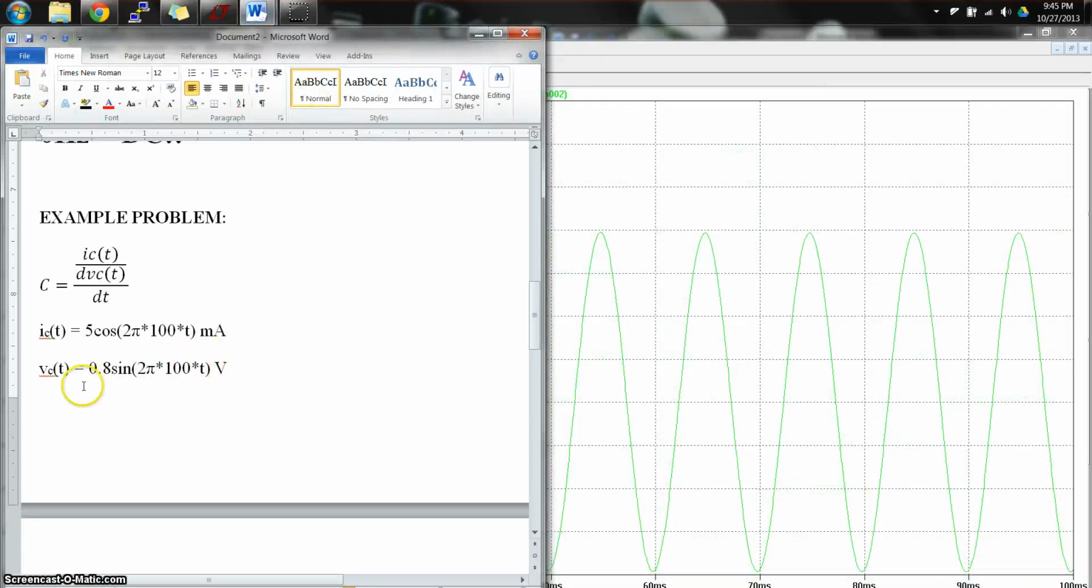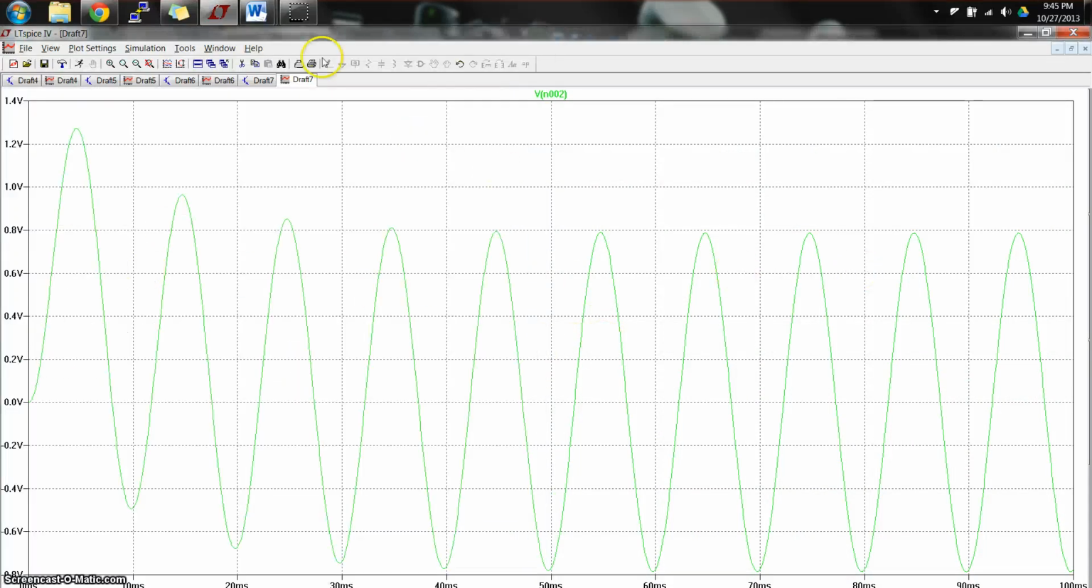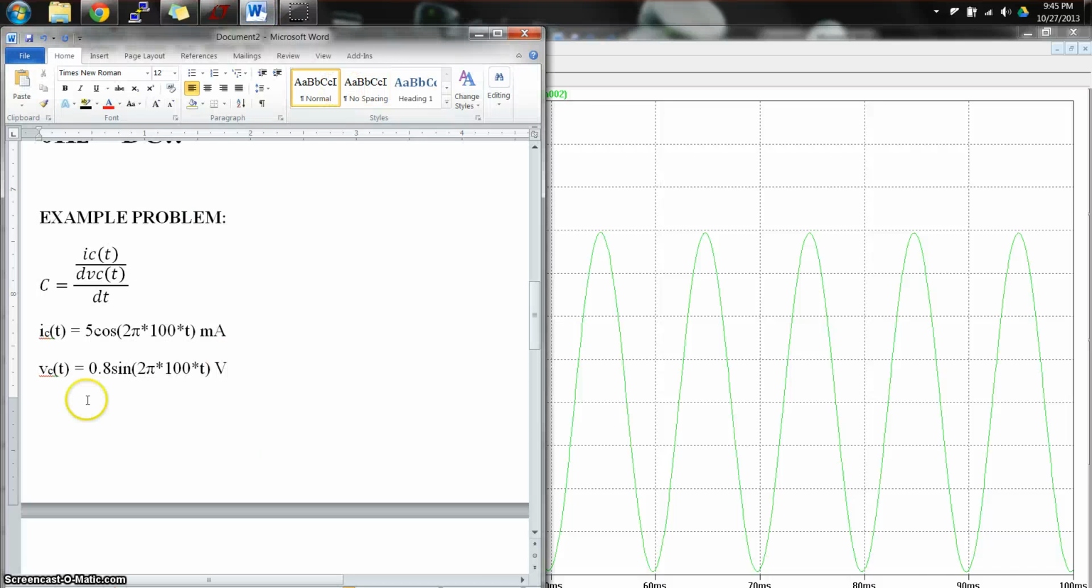So the voltage across my capacitor is given right here. It's 0.8, which is the max voltage, so 0.8 volts. And it's multiplied by a sine wave at 100 hertz, so that's the frequency. And then you have to multiply that by 2 pi, and it's times t, so that's just the variable for any given time, and the units are volts, right?